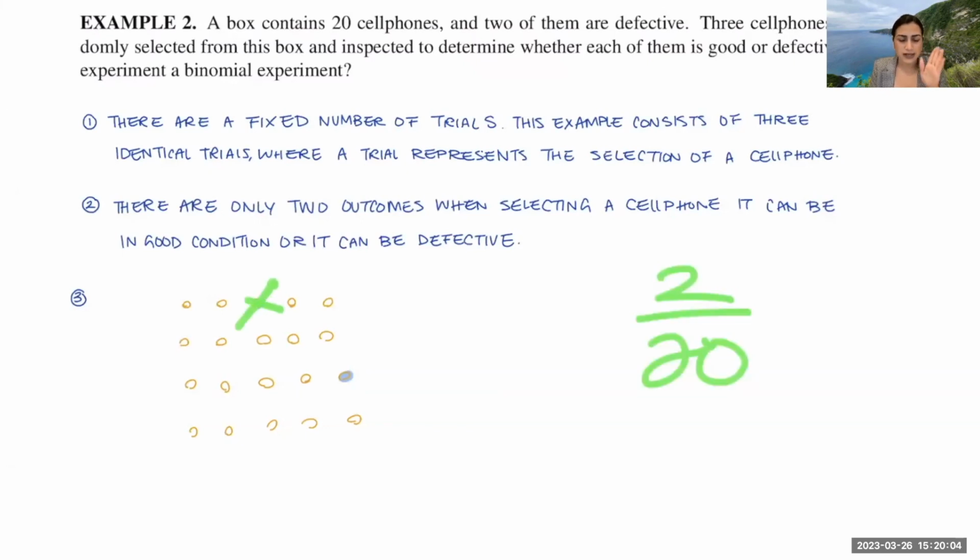If we remove one that is actually defective, now the probability that the next one is defective is 1 out of 19, because we have one less defective phone. Let's suppose that we end up getting 2 phones that are defective. Now, what's the probability that the third phone is defective? Well, there's no more defective left, and so the probability would be 0. There's 0 defective out of 18.